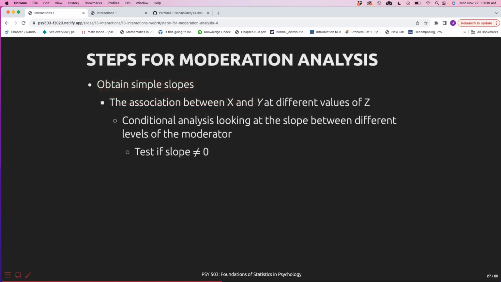So what we're doing with the simple slopes analysis is basically looking at the association between age and gender at different values of Z. So what we're going to be looking at is the slope relationship between age and evaluation score at males and at females. And we're going to be testing to see if that slope is not zero. So we're going to be computing a t-statistic and looking at a p-value for those slopes to see where there's a difference and where there's not a difference.